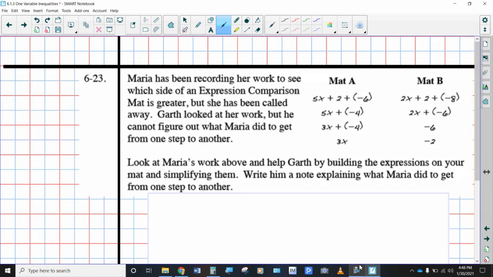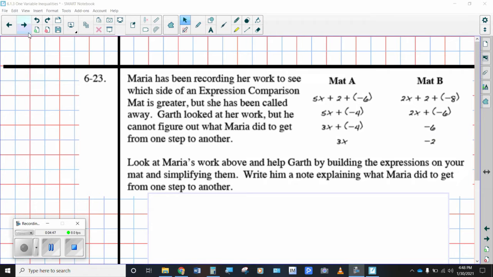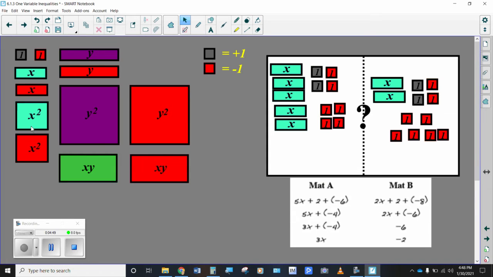I want you to take a little time and see if you can figure this out, and then we'll do the reveal in a moment after you unpause. Okay, so if you built this using the online tool, it would look something like this. You got your 5 x's, your 2 1s, and your 6 negatives on mat A, and you got your 2 x's, your 2 1s, and your 8 negative 1s for mat B.